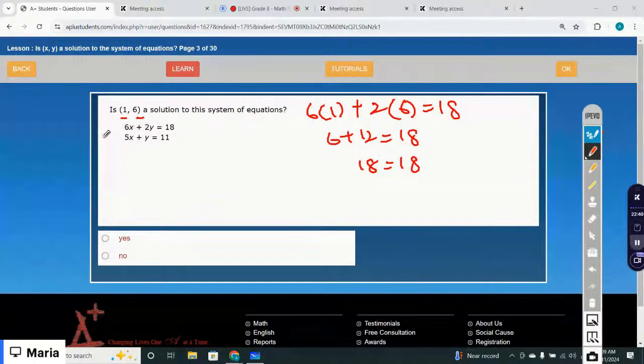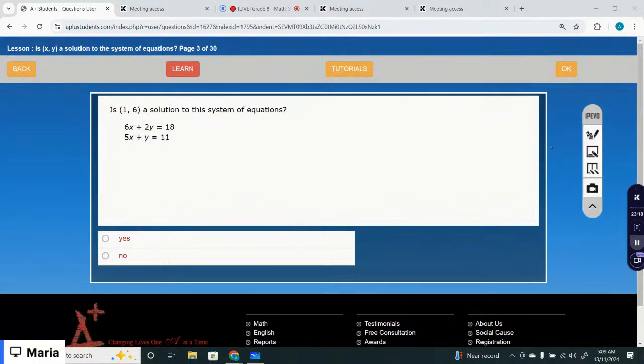Let's just plug in the point in equation number 2, right? 5 times 1 plus 6, that is 11 equals 11. So both the equations satisfy the point (1, 6). So that means (1, 6) is the solution of the system of equations, right? Option number 1 is the correct option.